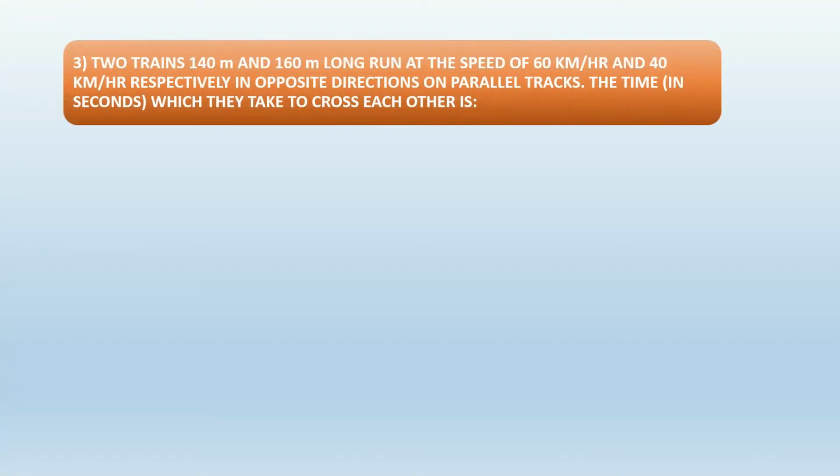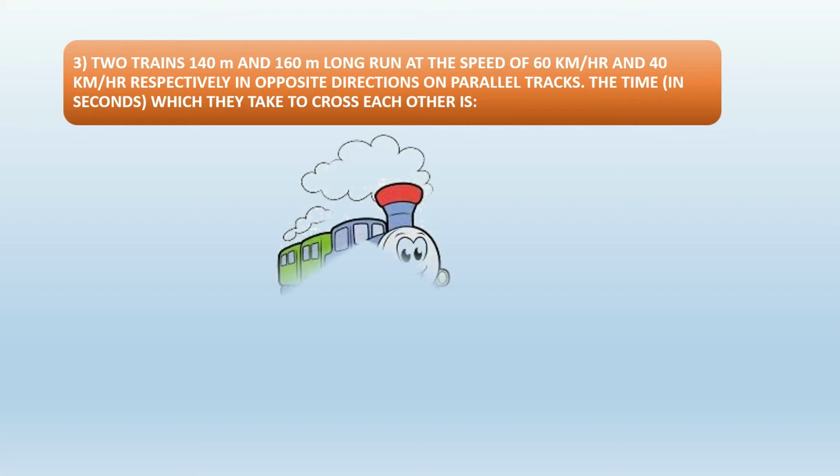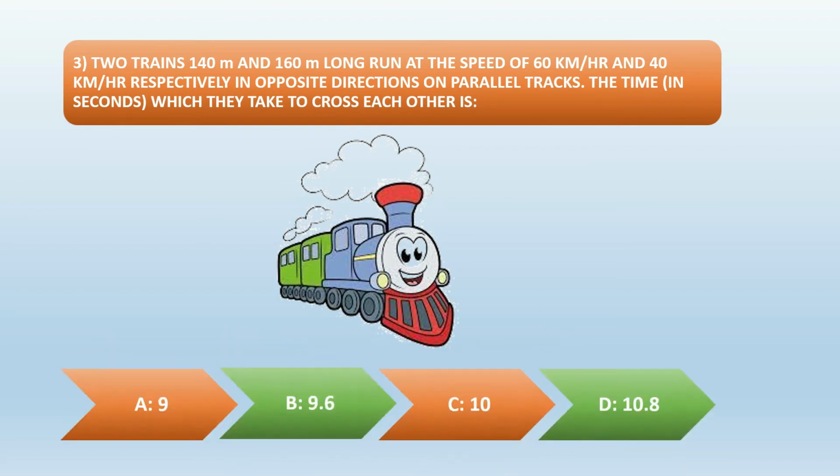Sum 3 is: two trains 140 meter and 160 meter long run at the speed of 60 km per hour and 40 km per hour respectively in opposite directions on parallel tracks. The time in seconds which they take to cross each other is, the options are A 9, B 9.6, C 10, D 10.8.